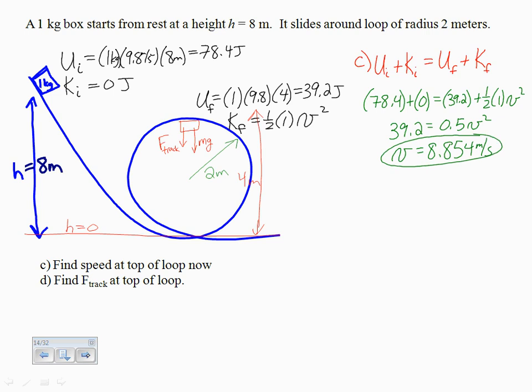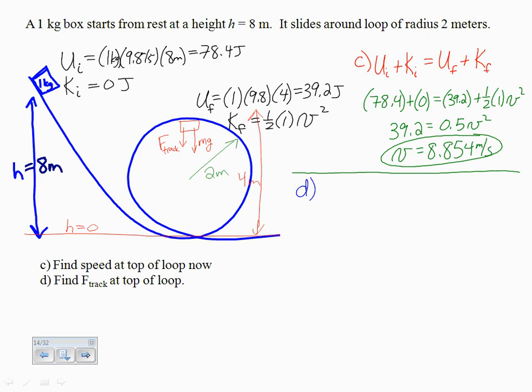Again, this is bigger than the minimum speed that we had before of 4.427 meters per second because it's starting at a height that's higher than the minimum height that we had before. So now, since it's moving faster than the minimum speed, that means that the track needs to push down on it some to keep it moving in a circle.